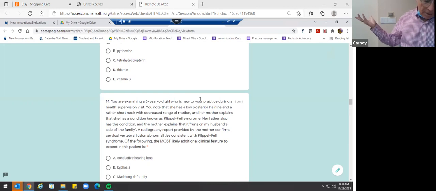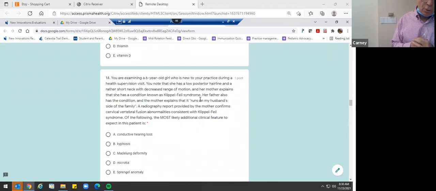Arginine, I have no idea what that would necessarily be. Thiamine, well, if you've got a vitamin deficiency, and of course vitamin D is rickets basically. So the answer here is going to be pyridoxine. Okay. Again, number 14. A lot of people miss this one.